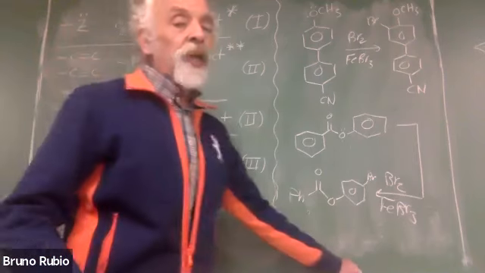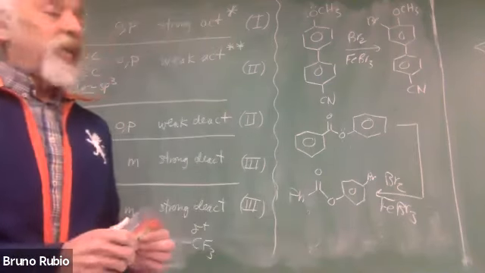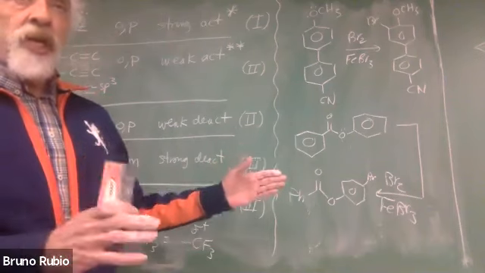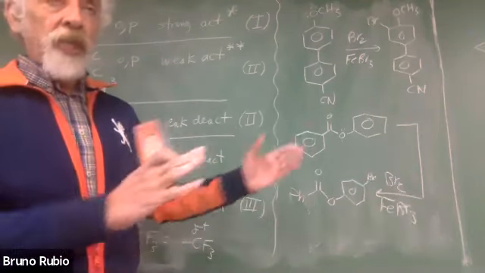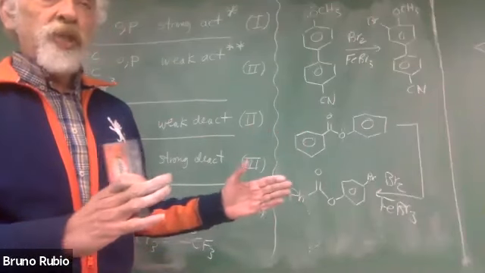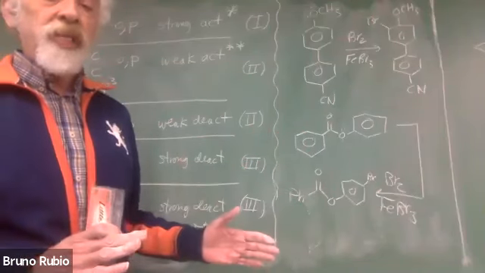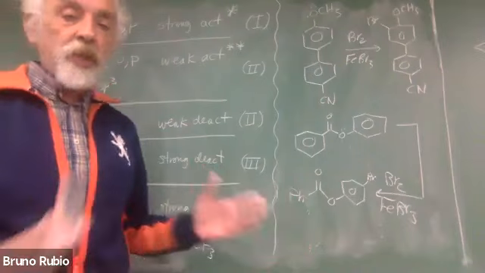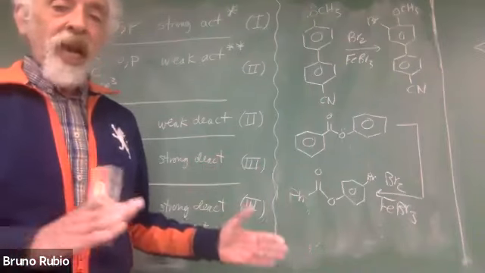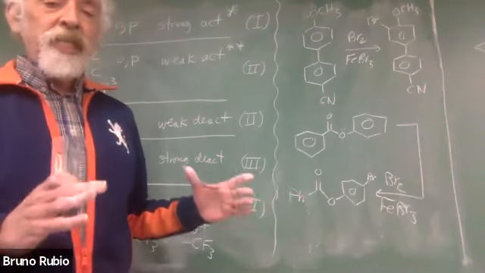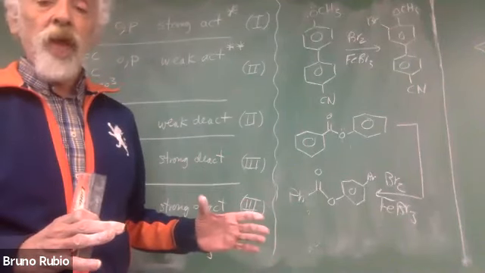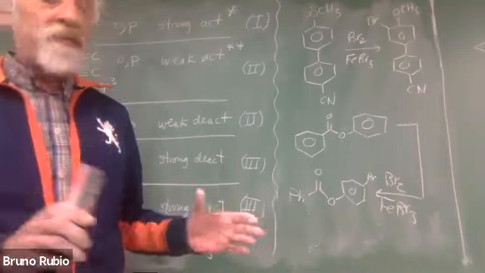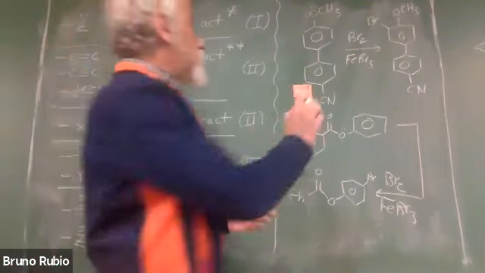Okay, next level of complexity. We started out with a single benzene ring with one substituent, and now we saw some examples of two benzene rings, and we're deciding which benzene ring is going to get it. How about now we look at a benzene ring that has more than one substituent on it? And how do we figure out what the major product there is going to be?